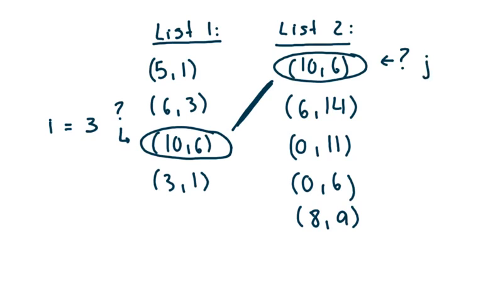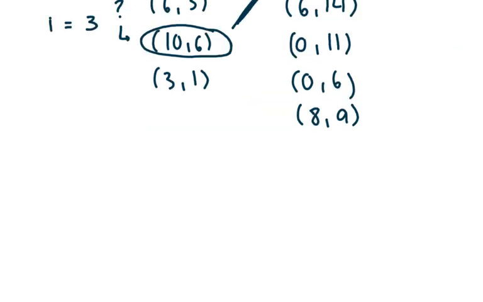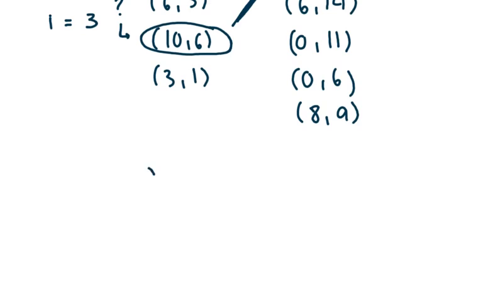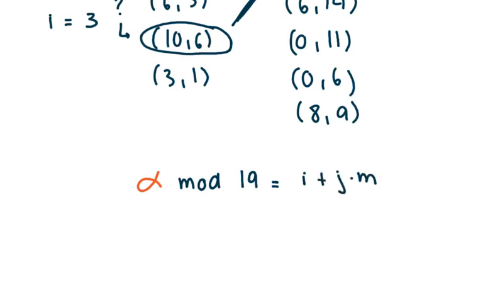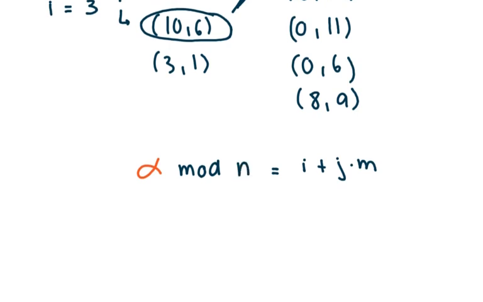So j equals 0 in this instance. So now what do? Well, it turns out that the value that Eve is looking for, alpha mod n, where n once again is the order of g, which in this case happens to be 19, is equal to i plus j times m. Here, we'll just make this the generic n for order of g for right now.